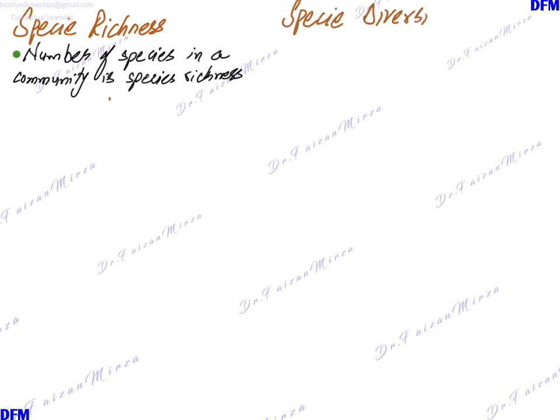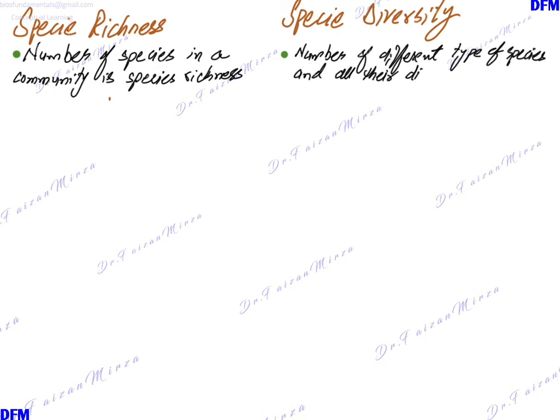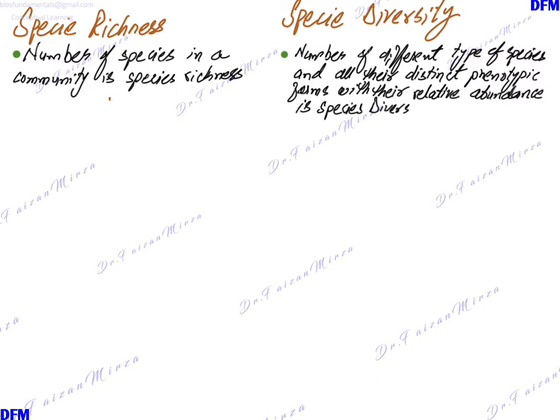What's species richness? It's the number of species in a community. Whereas species diversity is the number of different species types and all their distinct phenotypic forms with their relative abundance. So there's a difference between species diversity and species richness.